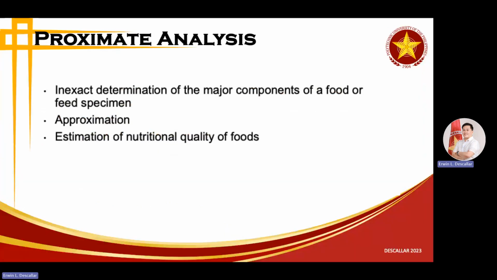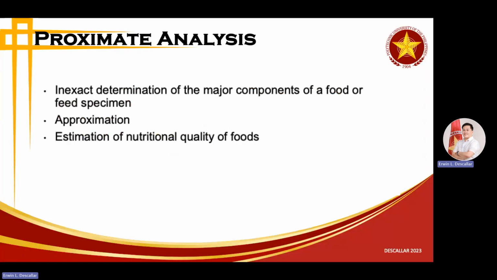All right. So technically, when you say proximate analysis, this is an exact determination of the major components of a food or feed specimen. So from the word itself, you are just approximating. What are the major food components that we are approximating here? We have the moisture, the fat content, the protein, the ash, the dietary fiber, and the total carbohydrates. So you'll just have an estimation of the nutritional quality of foods.